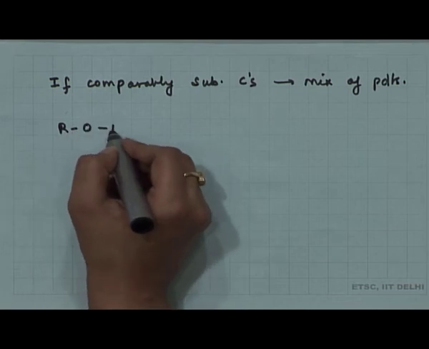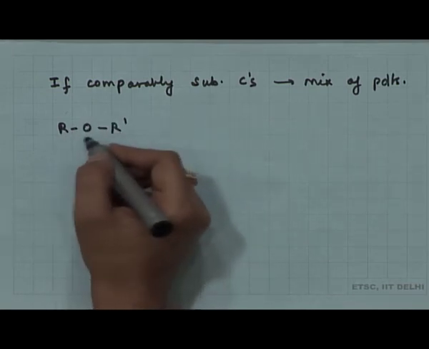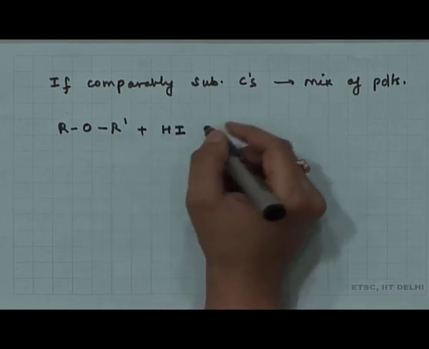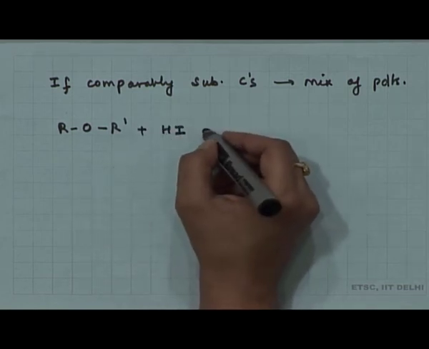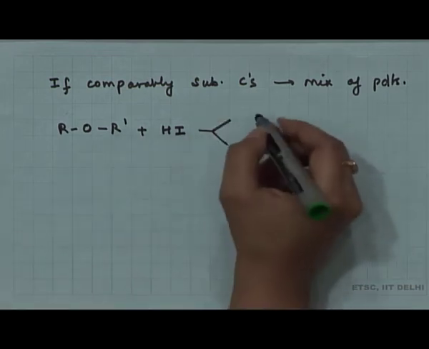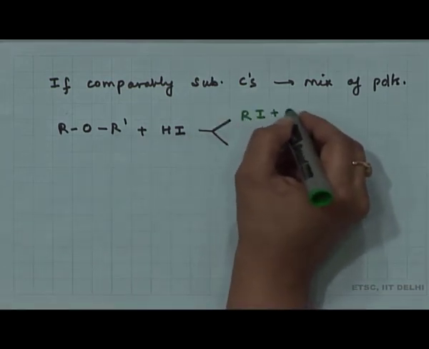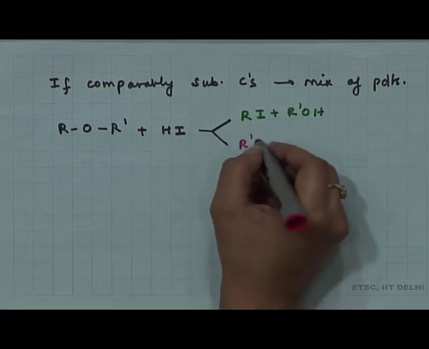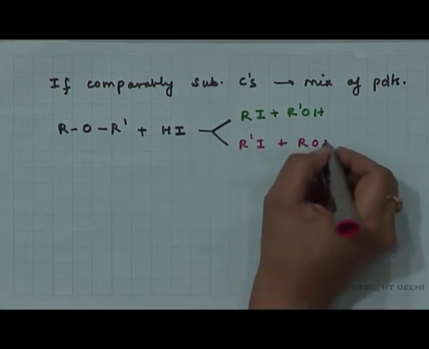the product distribution. So, if R and R dash are similar, like 2 degrees, 3 degrees, they are similar in their stability orders, and if you treat it with HI and you want to bring about the cleavage of the ether, the C-O bond, then in this case you will end up with a mixture of two products. One will be this halide and this alcohol, and the other would be this halide and this alcohol.